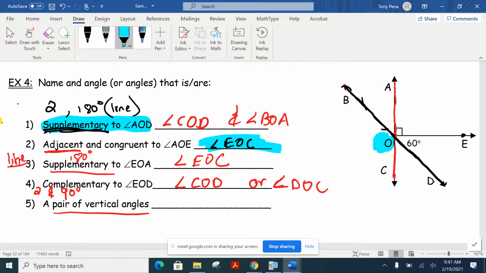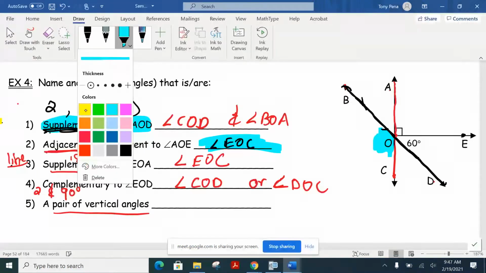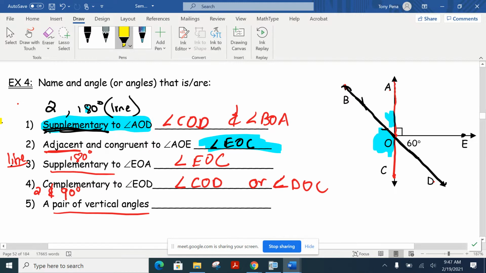Here's one of the angles over here. And then if I go to the next angle above it, let me change it. So now, think about what is directly across from the yellow, what is directly across from the blue.